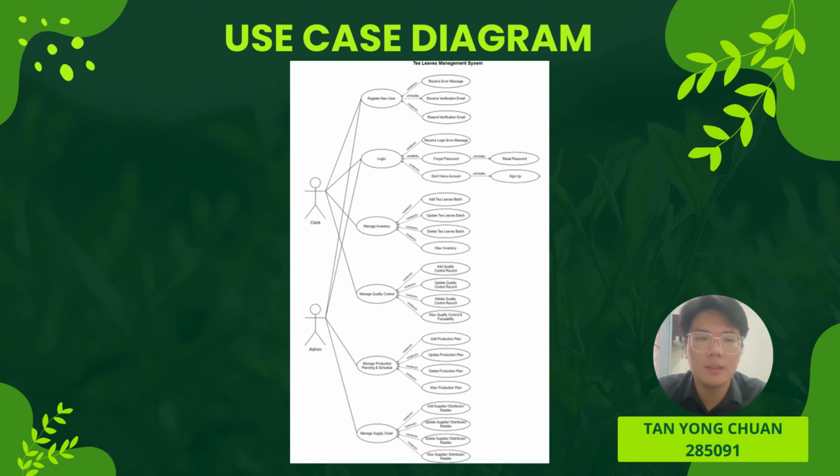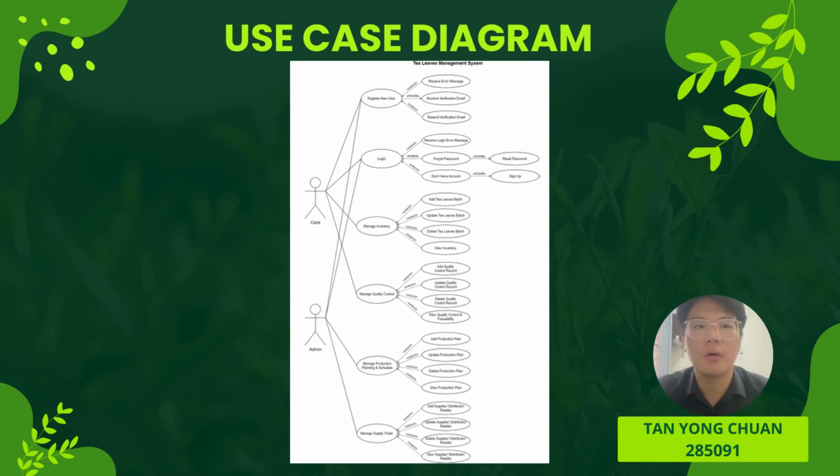Following that, on the login page, if the user doesn't have an account, the user can choose the don't have account option, and the system will display the sign up page. The relationship between the login use case and the sub use case is extend, so it's all dashed lines and the arrow points at the login use case.